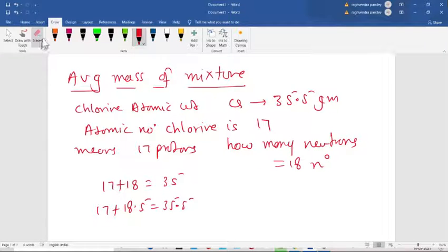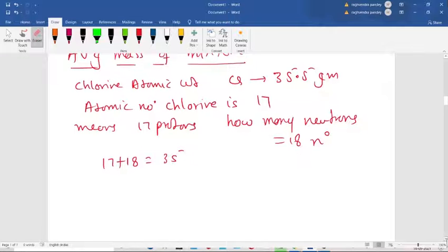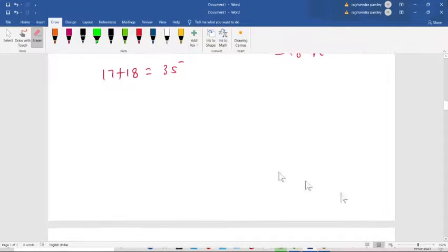Half neutron is not possible. Okay, half neutron is not possible. So this doesn't make any sense. So why is it 35.5? Due to the average mass of the mixture. Now what is average mass?